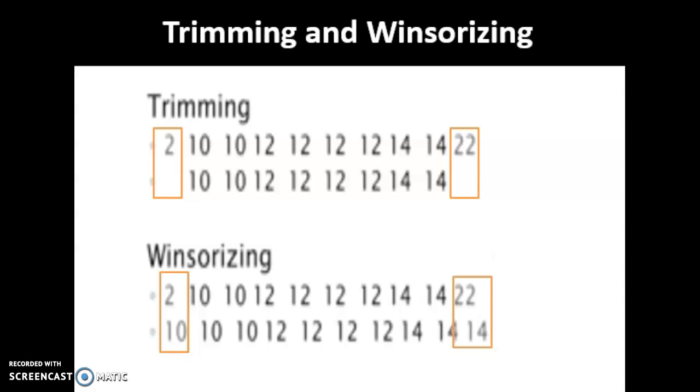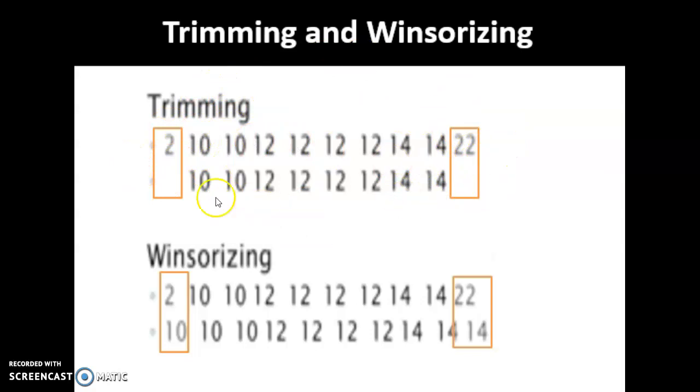So trimming is basically where you just take off the outlier. So 2 would be considered too low, and 22 would be considered too high, and it would skew the dataset. So you're just trimming these numbers off the edge to get a clean dataset with no outliers.